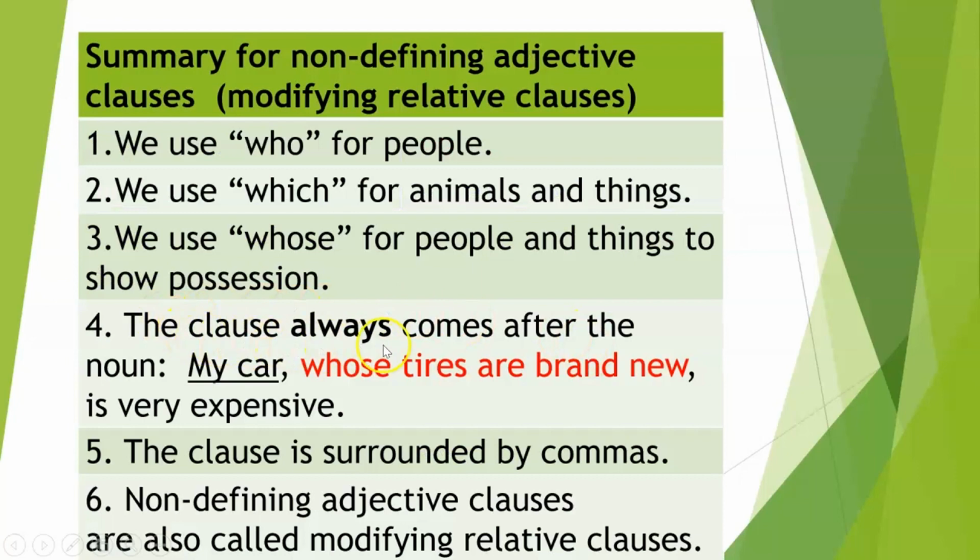Now, the clause always comes after the noun that it modifies. For example, my car, whose tires are brand new, is very expensive. So this clause is going to come after the noun that it modifies. It always comes after the noun, and the clause is always going to be surrounded by commas, as we can see here. And again, point number 6, just like up here, non-defining adjective clauses are also called modifying relative clauses. Both names would be correct.